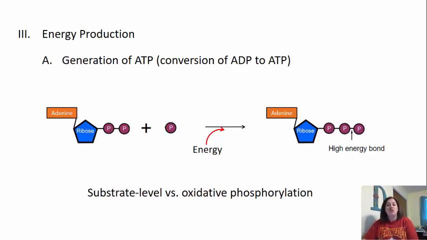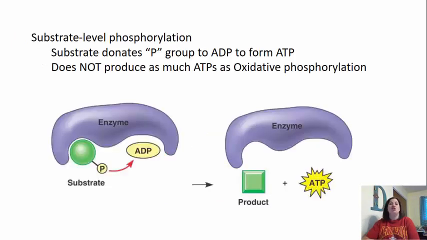Okay, phosphorylation is just a big fancy word that just means adding a phosphate. All right, so when we're adding a phosphate to something, we would say this is phosphorylation. Now, there are different ways we can add this phosphate. Okay, there's the substrate level and there's the oxidative. So with substrate level phosphorylation, this is where a substrate donates the phosphate group. It'll donate it to ADP in order to form the ATP.